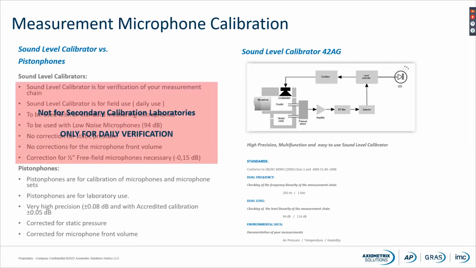So the sound calibrator is not for a secondary calibration laboratory. It's more for daily verification of your measurement chain and your microphones, while a piston phone is for a secondary calibration laboratory. So the calibrator is something you use in the field for verifying that everything is working correctly, while the piston phone is something you more use in your laboratories.